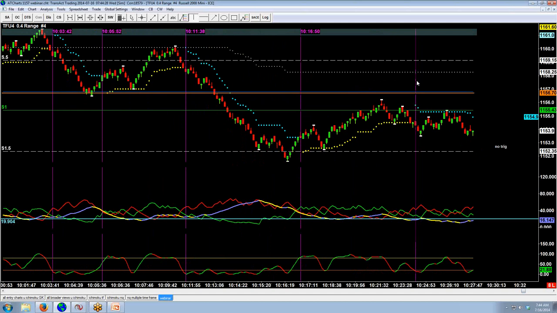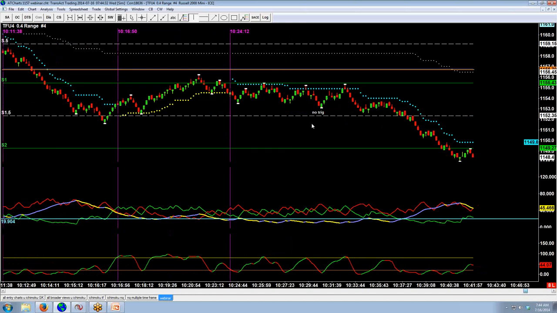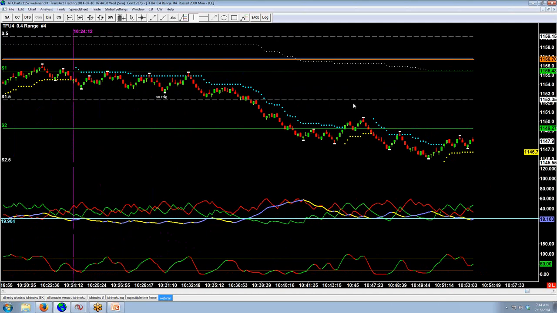Here, 10:16, 10:24, and then you can see you start to chop, and you don't get another setup until here. So you can see there are a few that you definitely would want to filter out.